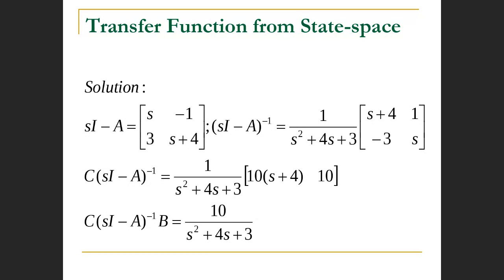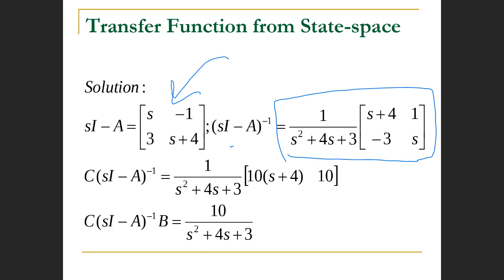So let me make sure I'm not making a mistake here. So we did CSI. Let me scroll a little bit. Let's go back. So SI minus A is established here. Now we find the inverse. This is the inverse right here. Now the next step is to multiply the inverse of SI minus A by C.